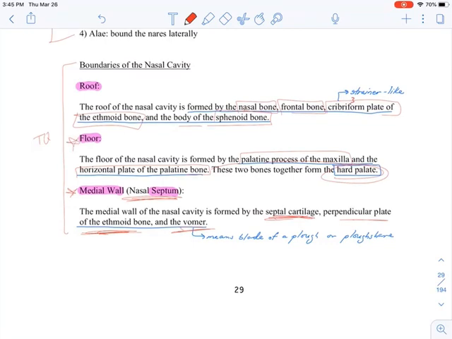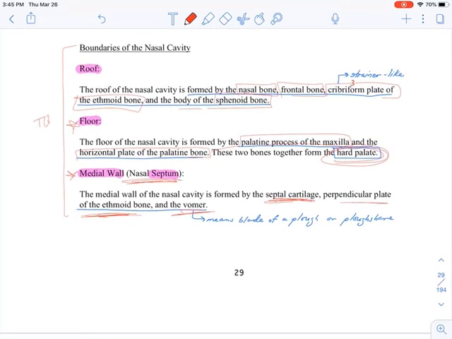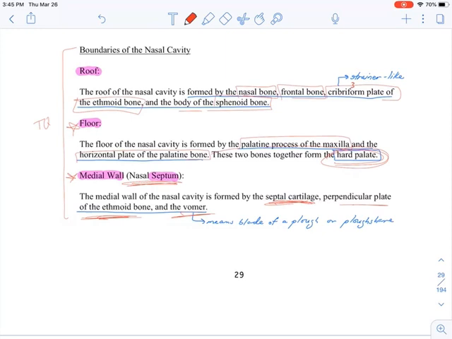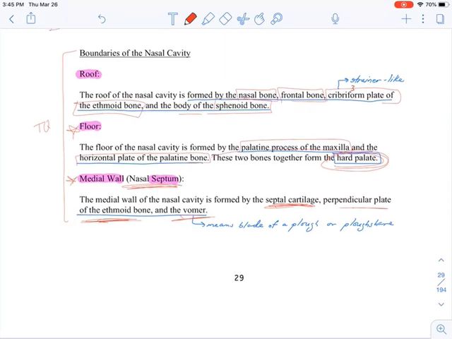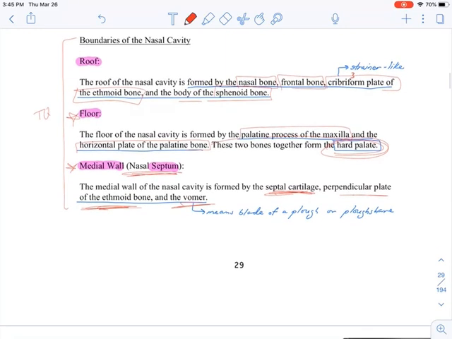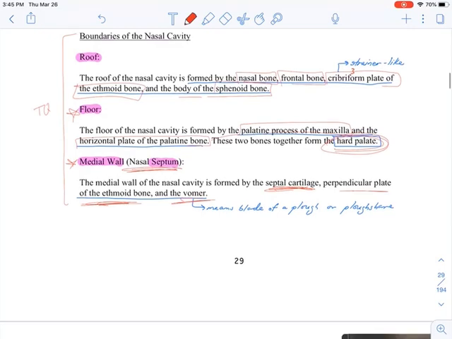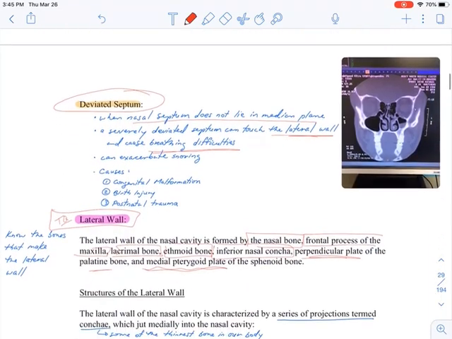Your floor, again, pretty easy to know. It's just the palatine process of your maxilla, horizontal plate of the palatine bone, forming the hard palate. And then the main thing is being able to differentiate between the roof and then that lateral wall. These have the most to them. So just be aware, this is typically a section that shows up on the exam.